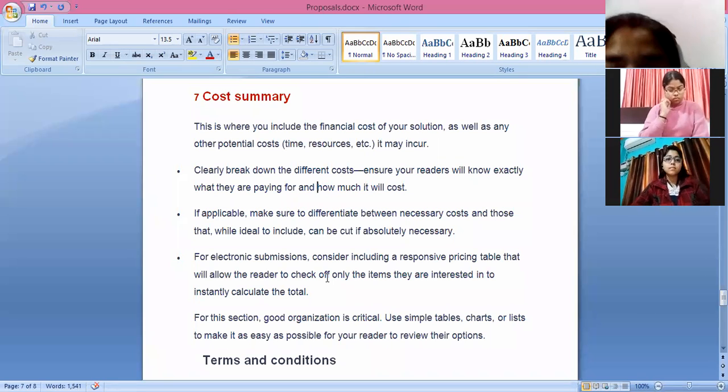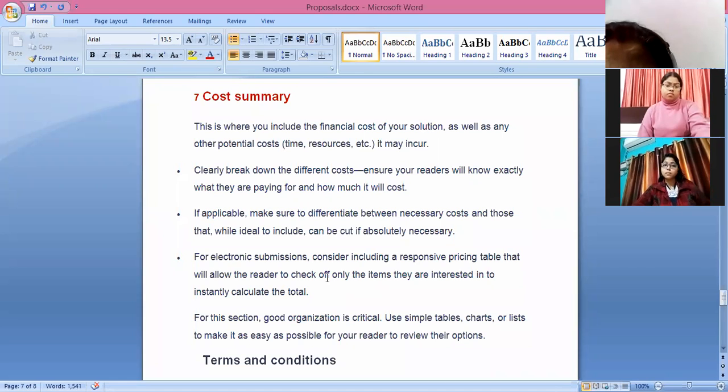you state what you want in return, the financial cost of your proposal. Clearly break down the different costs. Ensure your readers will know exactly what they are paying for and how much it will cost. If applicable, make sure, like Mahi, for your juice business, how are you going to deal with the cost part, the finances?